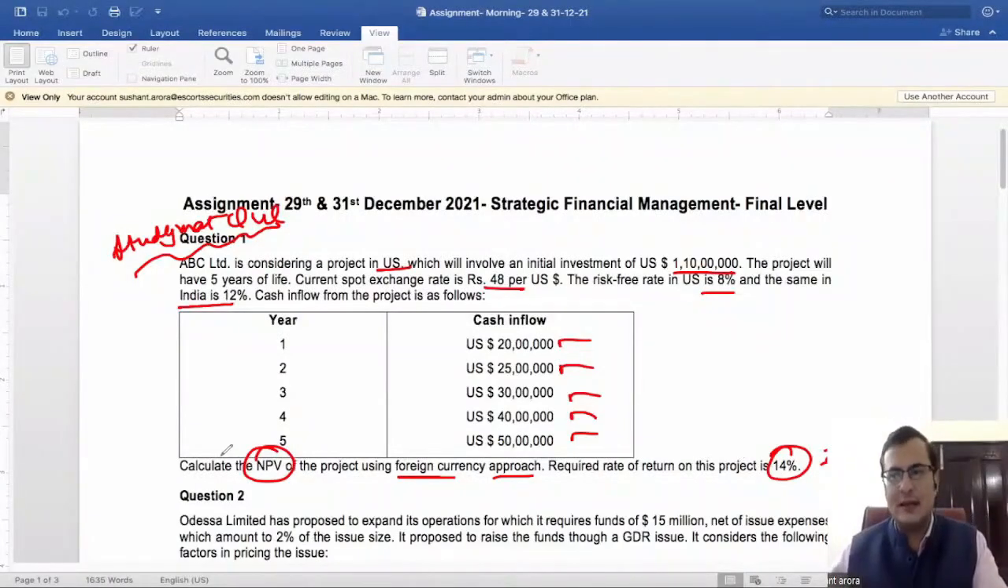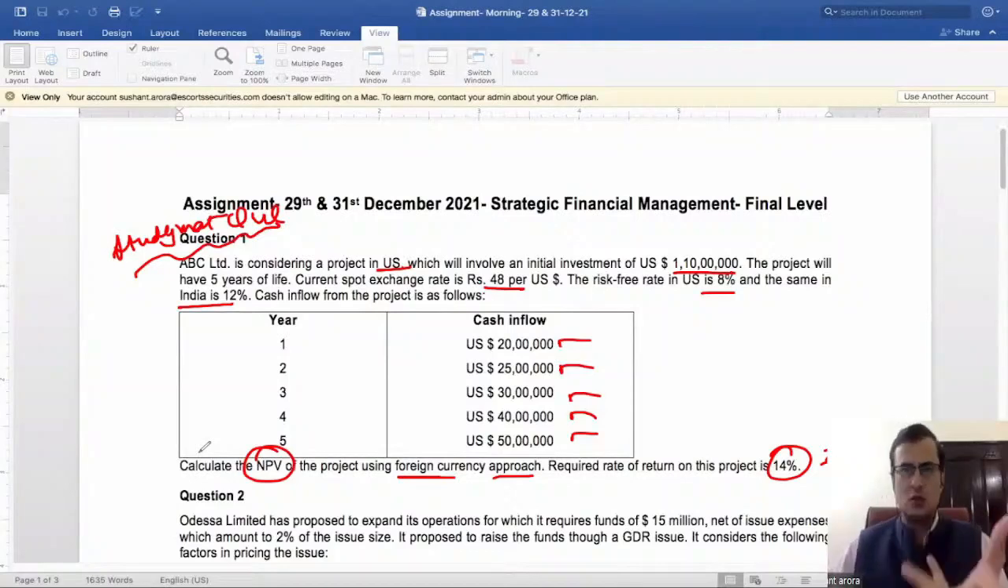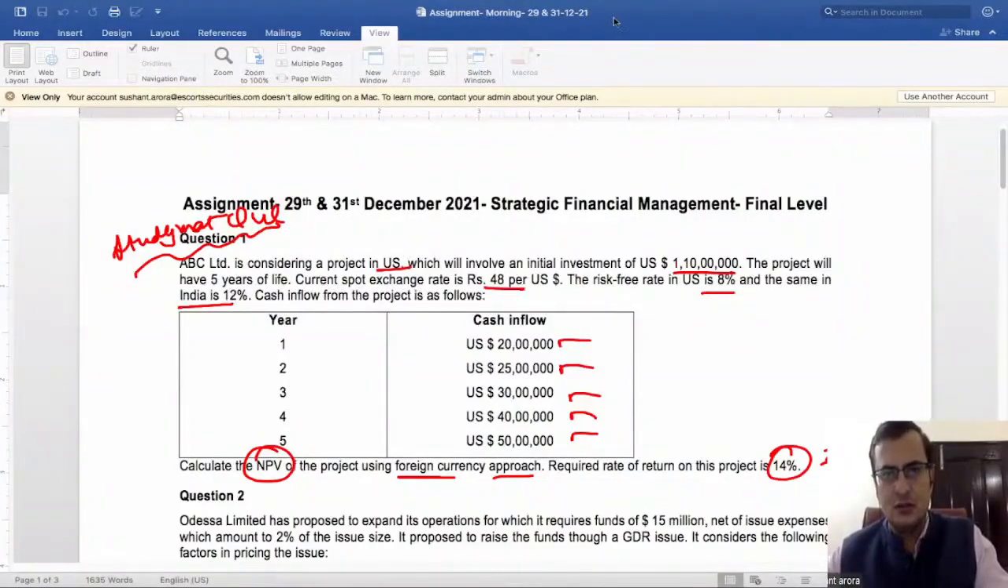So shall we start solving it? A few minutes back, I gave you a formula. Again, it's not a formula. We have only 3-4 formulas in the entire SFM. You don't have many formulas. So I gave you a conceptual understanding that whatever required rate you need, it comprises two things: the risk-free rate and the risk premium for that project. So this is what we will be doing right now. Should I start using the whiteboard for this question?